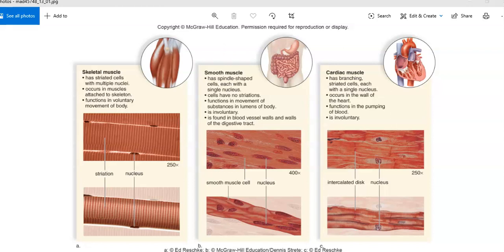Well, welcome to human biology class. Second to last week, we're going to be dealing with muscles today. We're going to be dealing with skeletal muscles. And this is an image from your textbook right here.